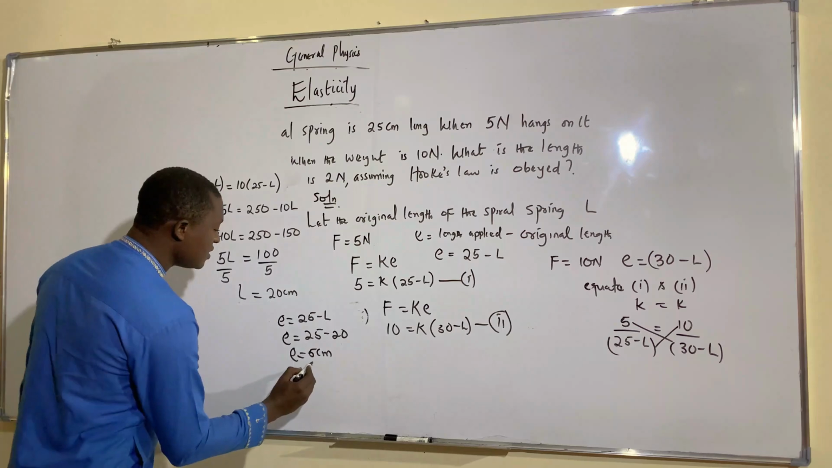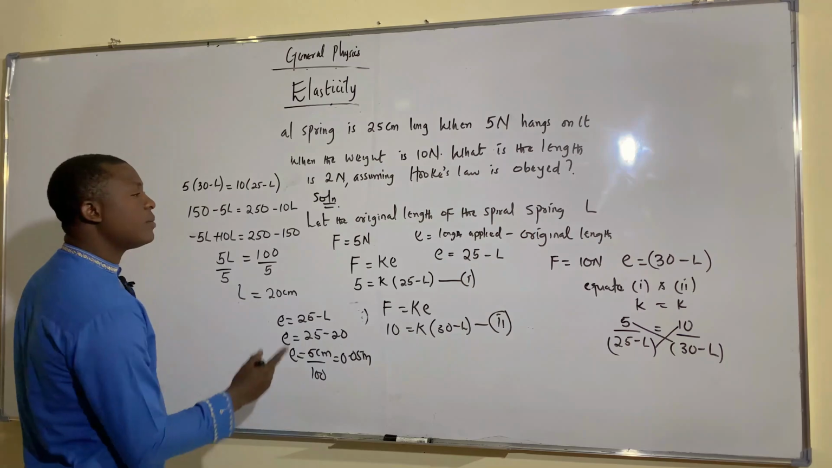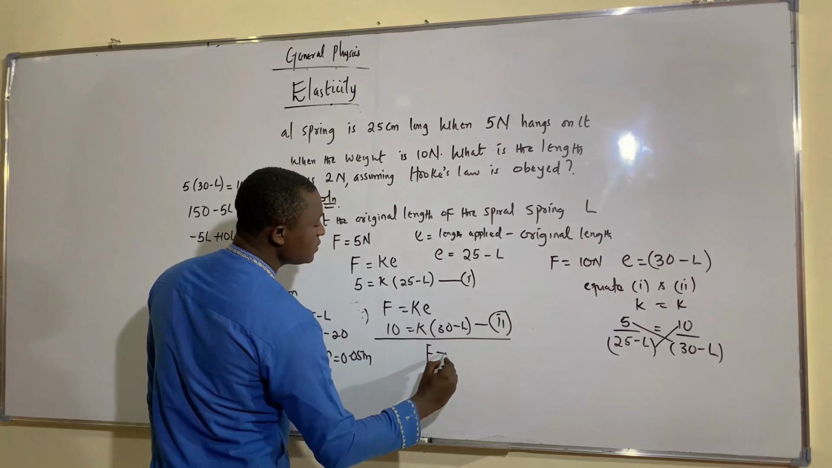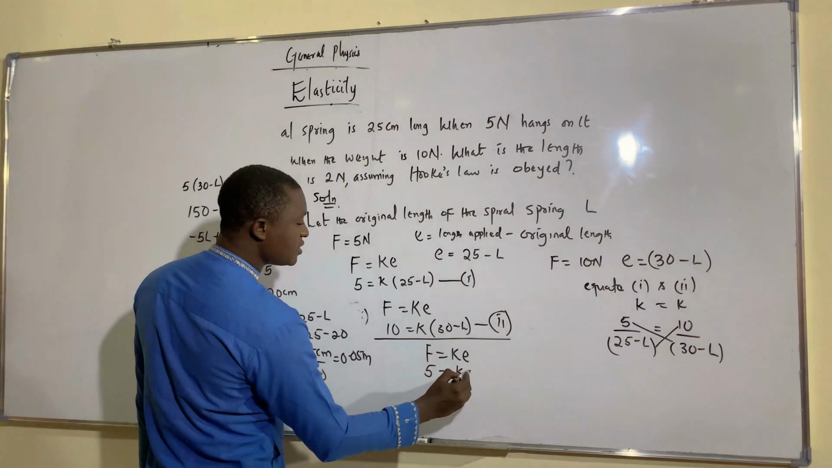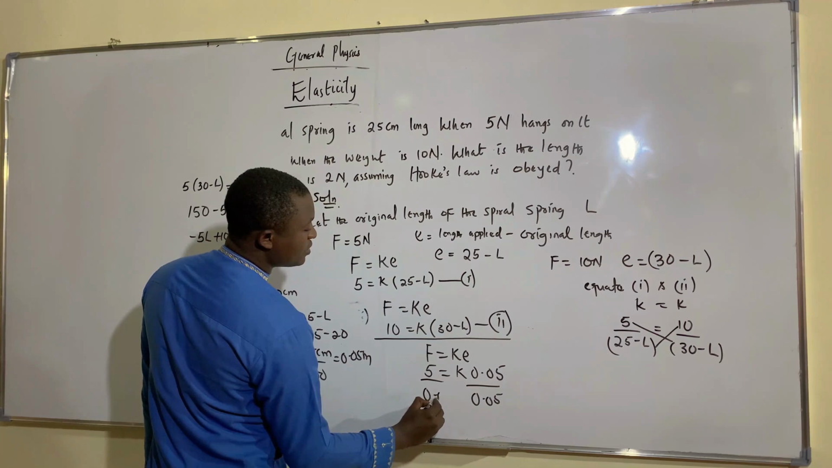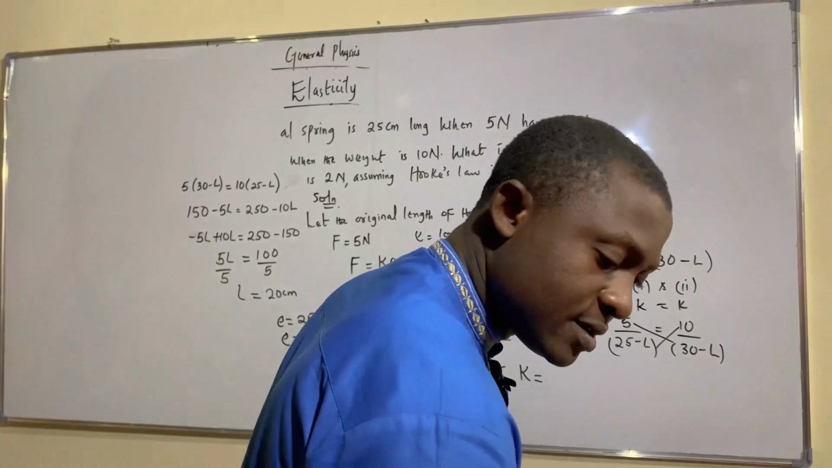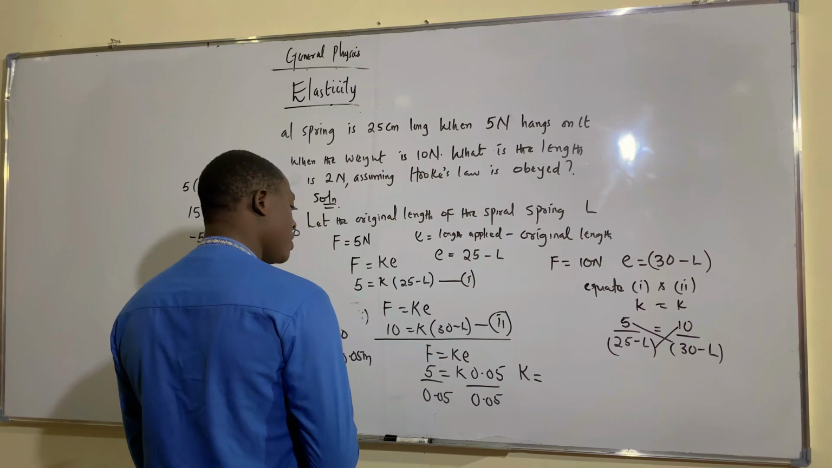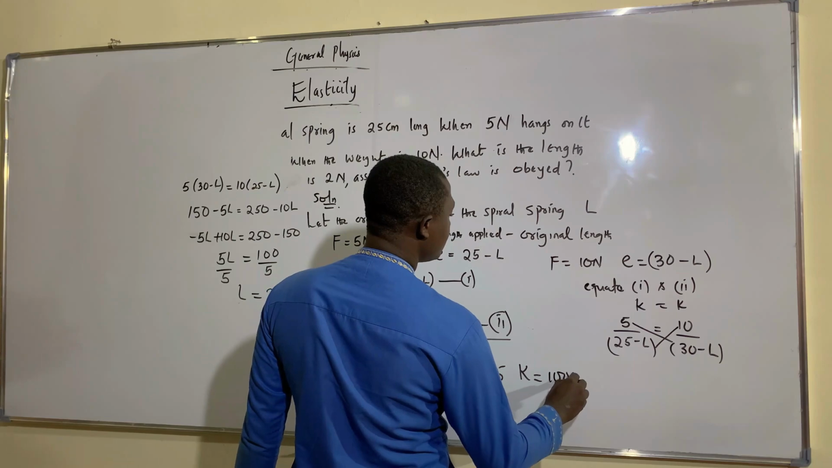So we can just convert this. If you divide this by 100, you are going to have 0.05 meter. So I can go back to the first condition, which says that F is equal to KE. We have 5 is equal to K, extension now is 0.05. So divide all through by 0.05. We have my K to be equal to 5 divided by 0.05, and I think we are going to have 100. So meaning our K is equal to 100 Newton per meter.